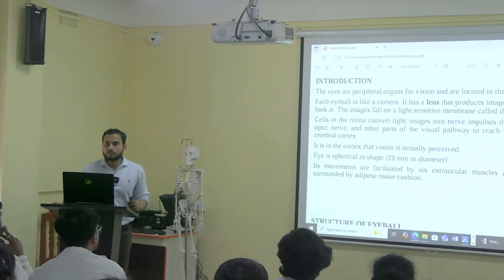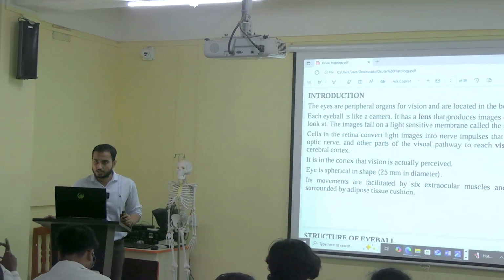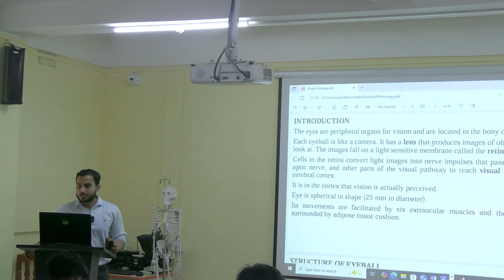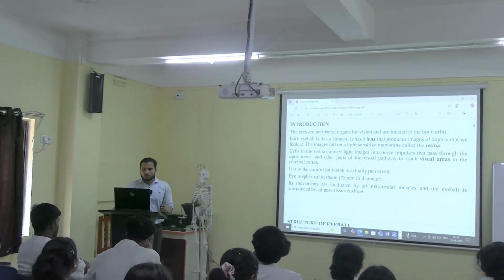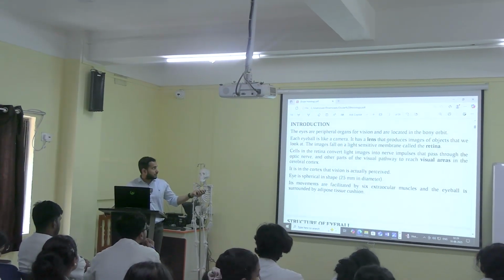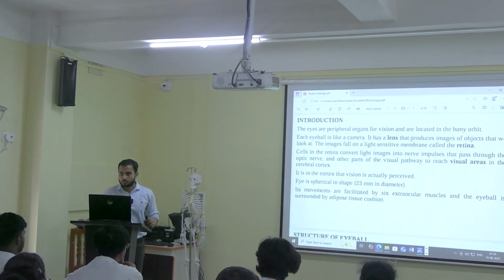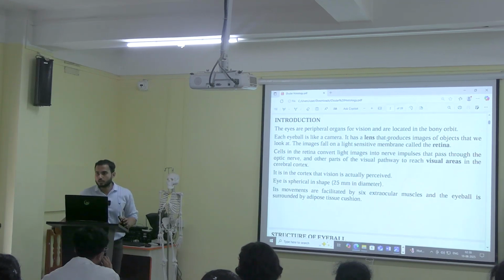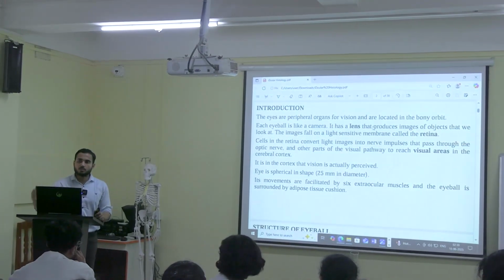If you see the eyeball, it's just like a camera. It has a lens, so a lens is also there in our eyeball, right? It produces the image of the object that we see. The image which is produced falls on the light sensitive membrane called the retina. When light enters through the cornea, then the pupil, after that it goes and falls on the retina.